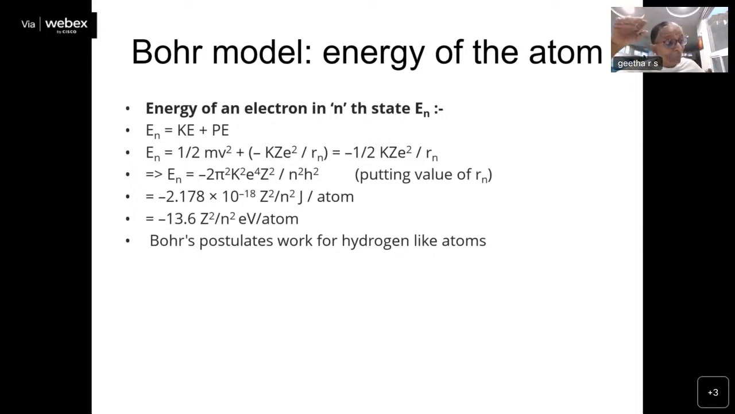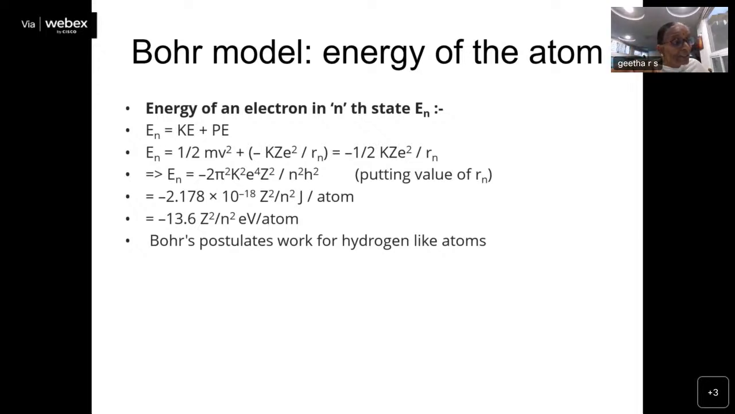Then energy, that is the most important thing. Energy of the Bohr's orbit, how do you determine? Energy is always given by kinetic energy plus potential energy. That is the total energy. So half mv squared, and the potential energy is given by kze squared by rn. This can be done in a very simple way. So that turned out to be minus half kze squared divided by rn, where e is the charge on the electron, Z is the charge of the nucleus, and k is 1 by 4 pi epsilon naught.